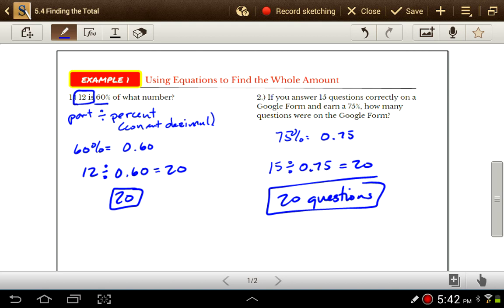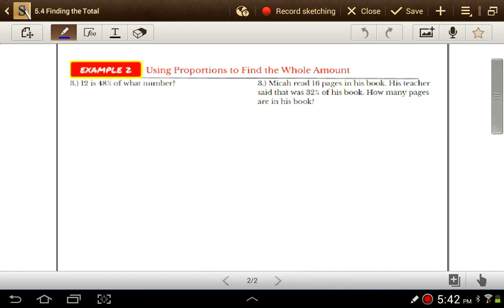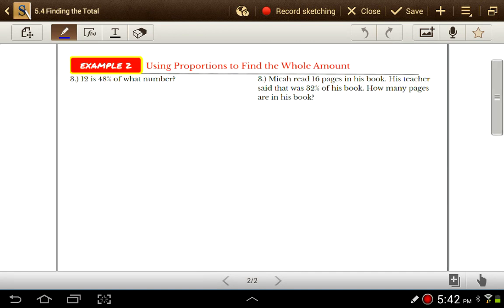Okay, if you need to go back and watch any of that again, go ahead. Otherwise, I'm going to move on to proportions. To use a proportion, we're going to be using the same proportion that we've been using. So again, that's percent over 100 equals our part over our whole amount. In this case, our part is the number that's associated with the word "is". So 12 is, that's our part. And then 48% is our percent. And then "of what number", that's our unknown.